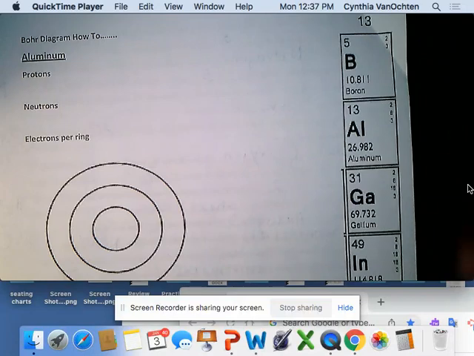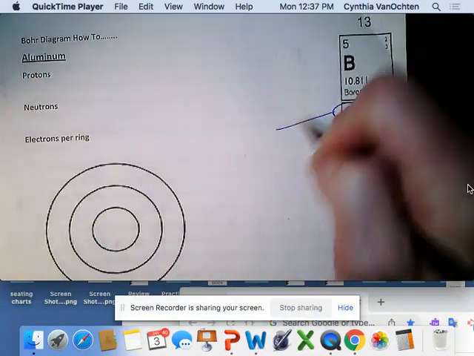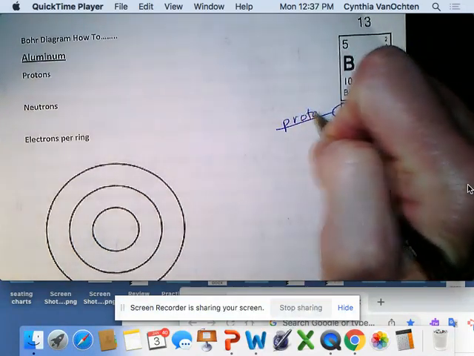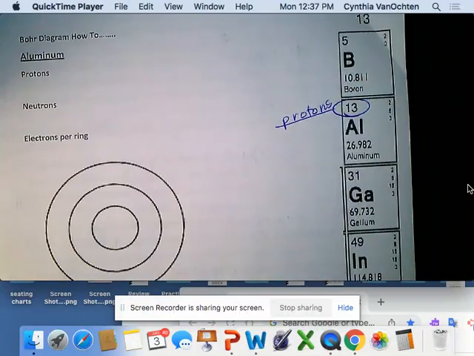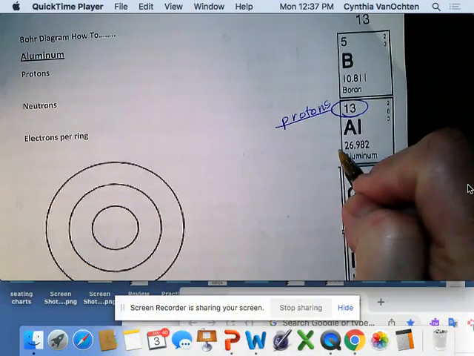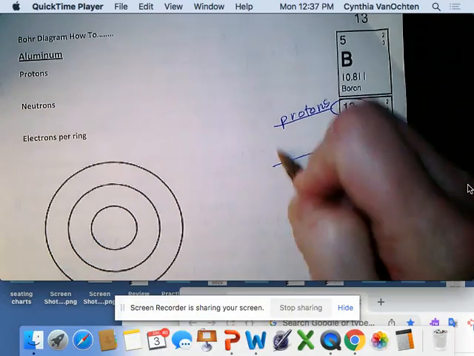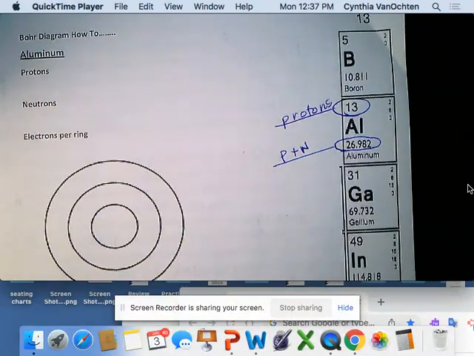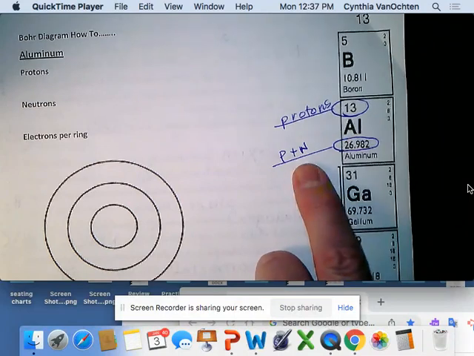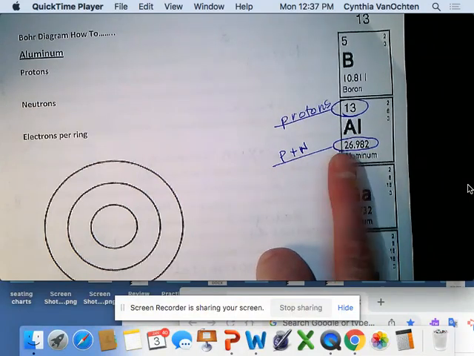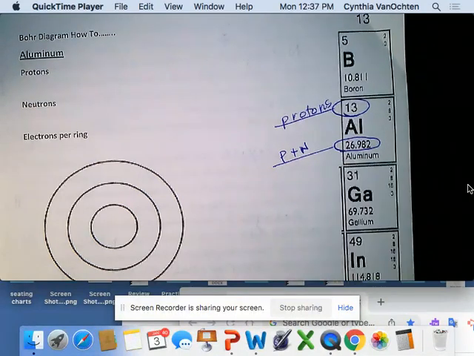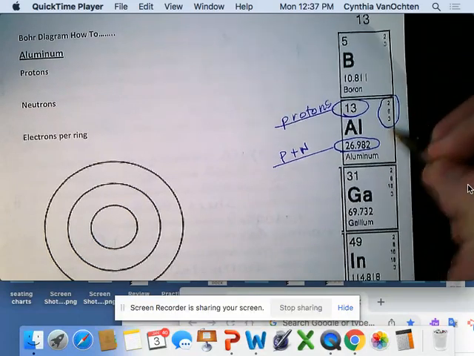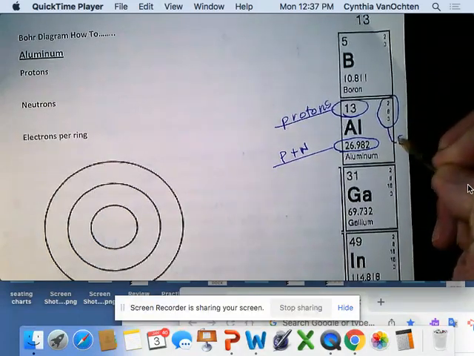Braden, write this down. So the number 13 here is your number of protons. This number down here is your number of protons and neutrons. Remember that it's a decimal number because the number of neutrons can vary. You can have different forms of, let's say, aluminum with different numbers of neutrons, so this is an average. These over here are the electrons per ring.